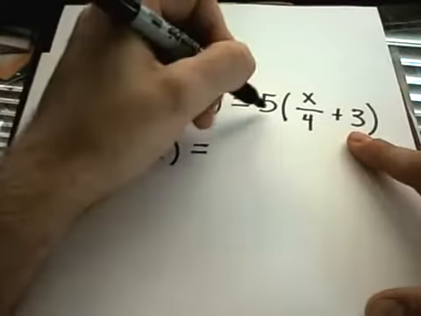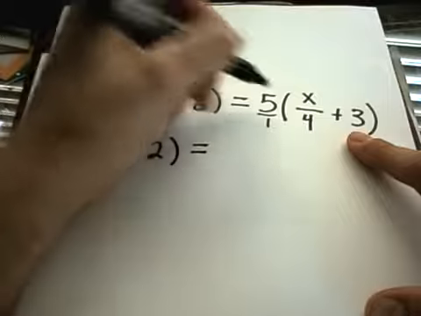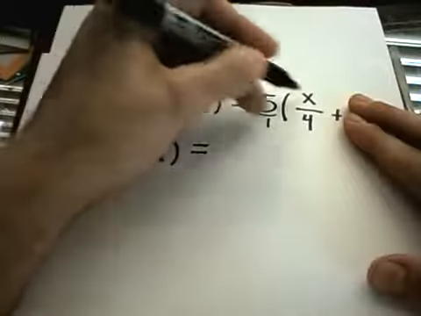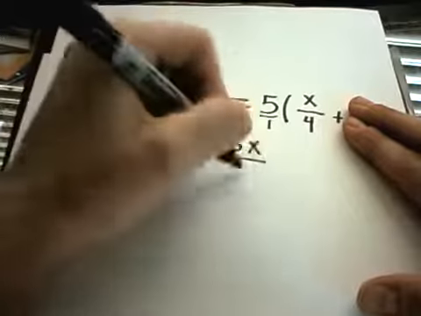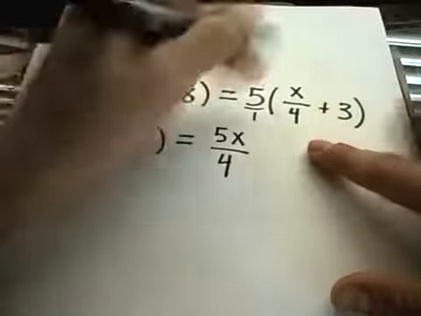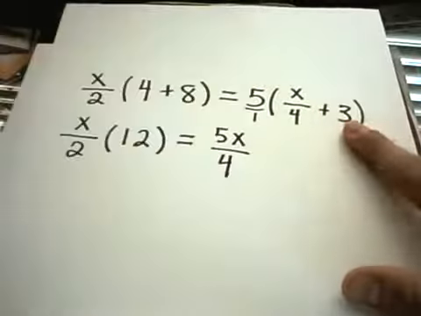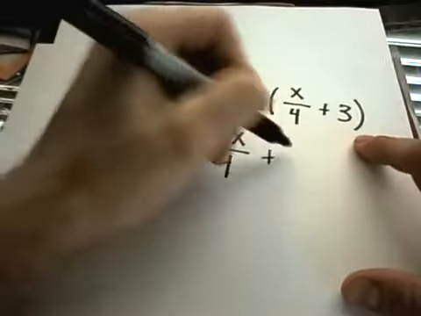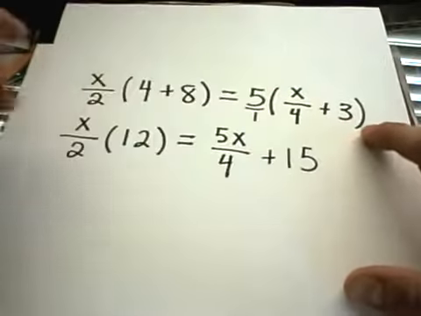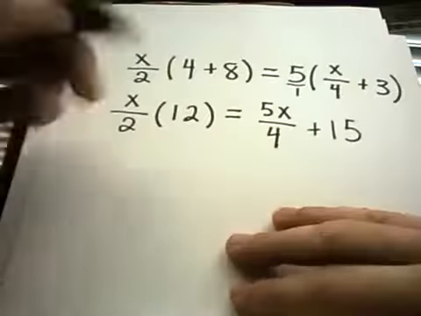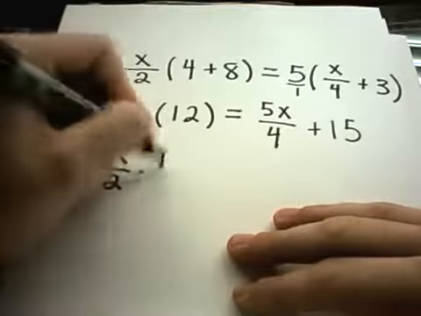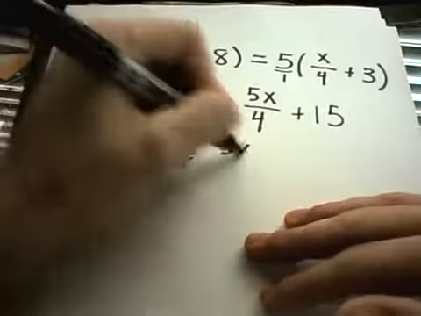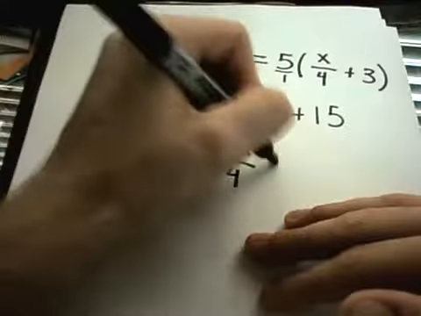And recall, you can think about 5 as being 5 over 1. So when I multiply by the first fraction, I'll get 5x. 1 times 4 is 4. And again, 5 times positive 3 is just going to be a plus 15. And again, if I multiply on the right side, I can think about 12 as being 12 over 1. I'm not going to do anything on the right side just yet.